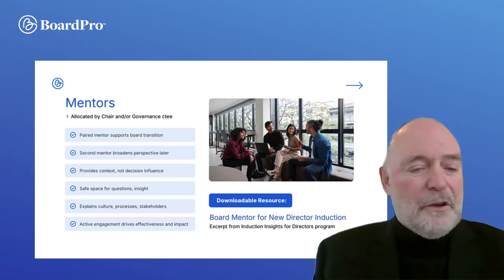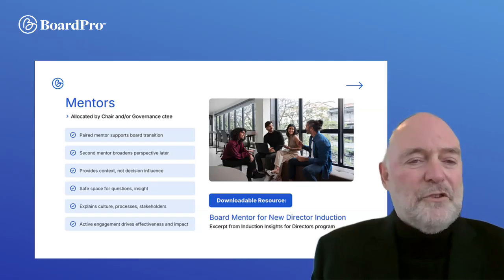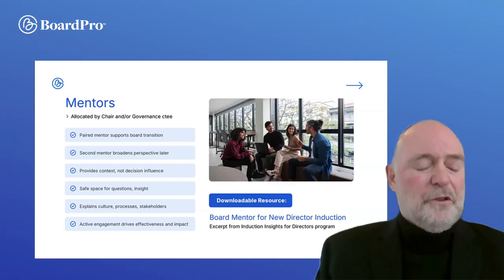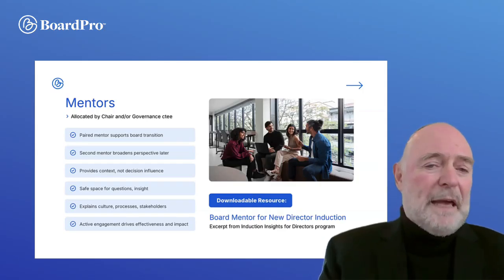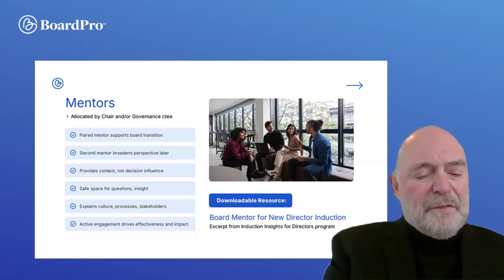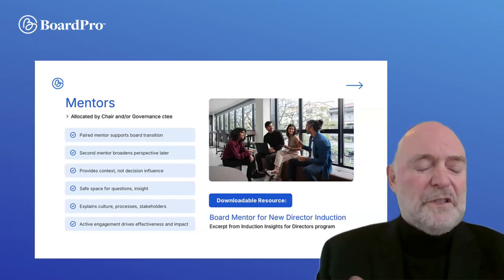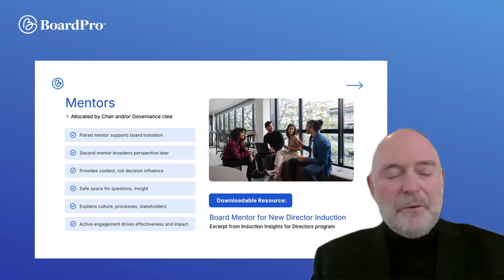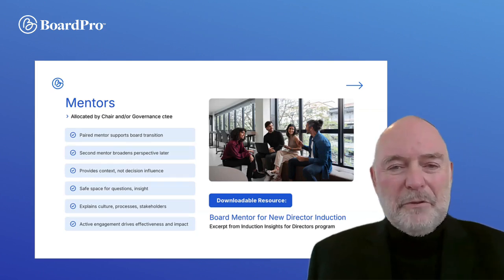And again, the downloadable resource will provide you some great examples of that. It can explain the culture, the processes and the key stakeholders without taking up board time doing that. And that active engagement with the mentors really drives the impact of that new director, potentially from day one. Linda, any thoughts around mentoring that you've come across?